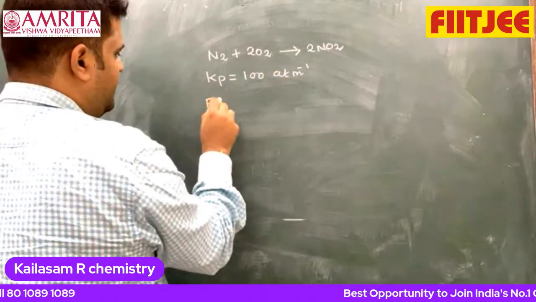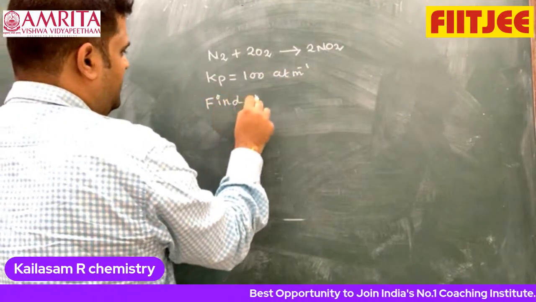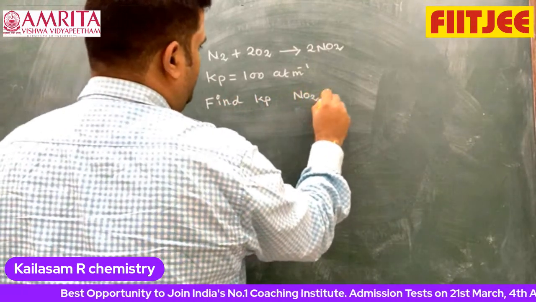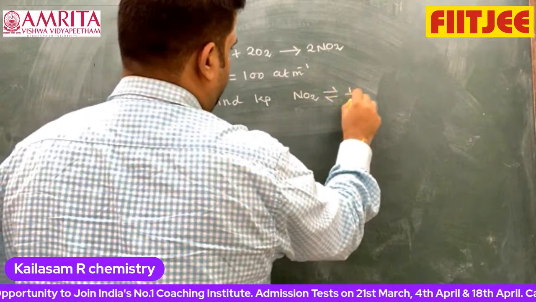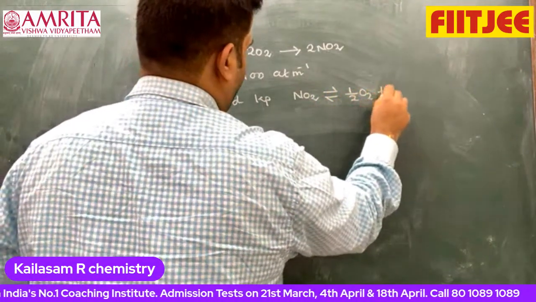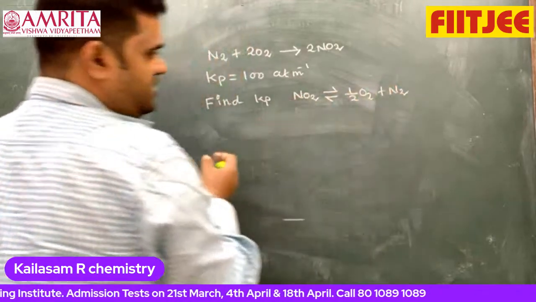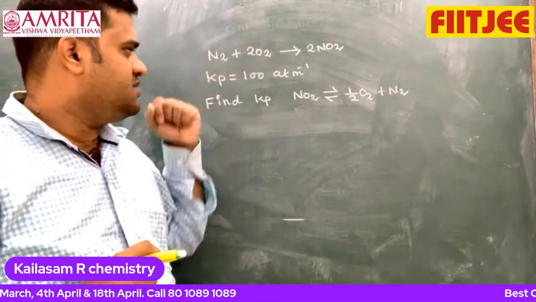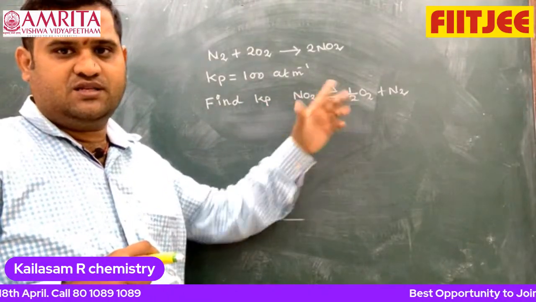Find Kp for NO2 going to half O2 plus N2. This is what is given. How to find out this one? Very simple. They are given this is Kp. What is the Kp for this reaction?